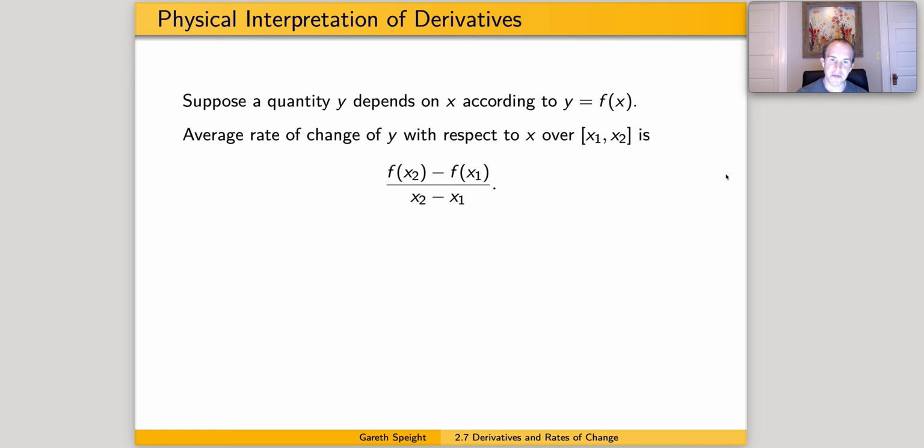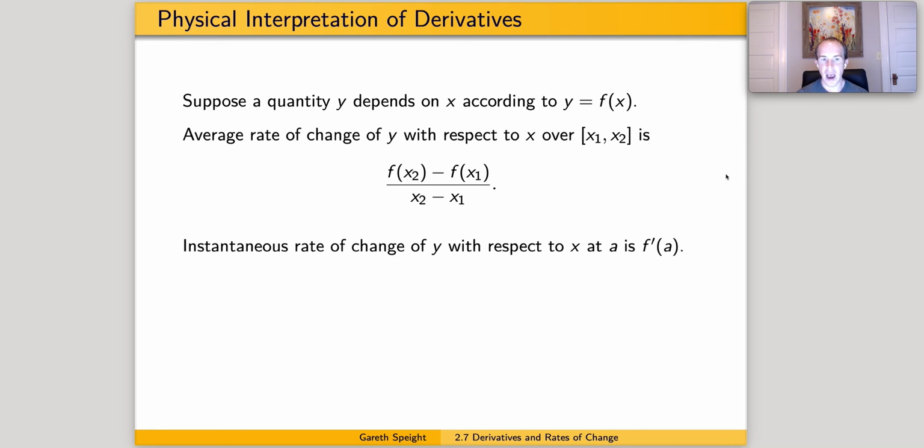Okay, then the average rate of change of y with respect to x is just the change in y divided by the change in x, so over an interval. So f of x2 minus f of x1 divided by x2 minus x1. And then the instantaneous rate of change of y with respect to x when x equals a is f prime of a, which we just talked about. So these are two different rates of change: the average rate of change over an interval, or the instantaneous rate of change at a point in time.